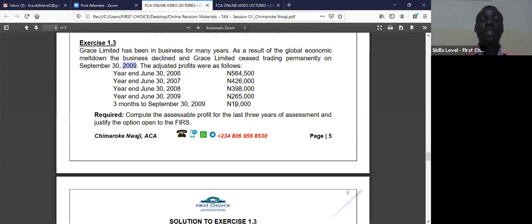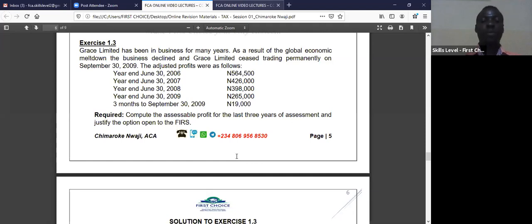2007. That is what they are telling you. Last 3 years of assessment. This is how you are going to count it. Count 29, 28, 27. That's one thing. Now, justify the option open to the FRS.